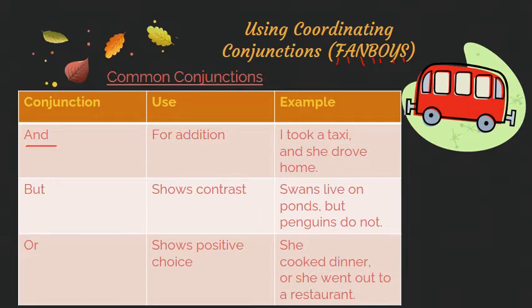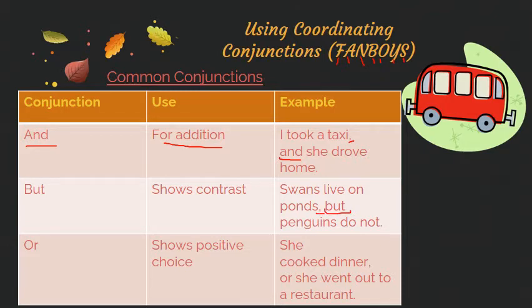"And" we use for addition. What do we mean by addition? By adding information. For example, I took a taxi, and she drove home. Okay? Comma, then "and." "But" shows contrast. Contrast means opposite ideas. Swans live on ponds, but penguins do not. So you see, there are opposite ideas. I use a comma with the conjunction "but."